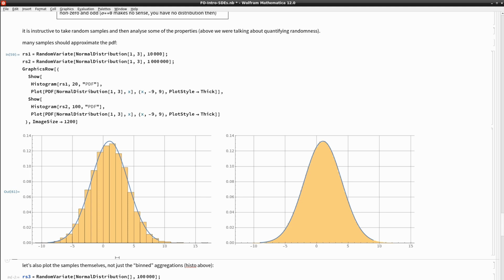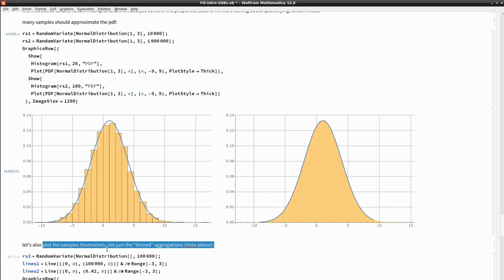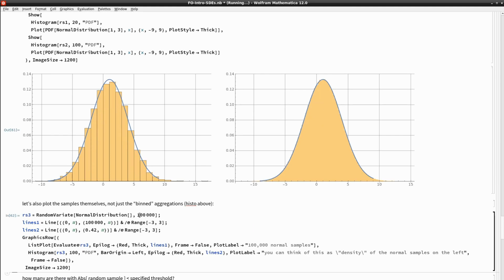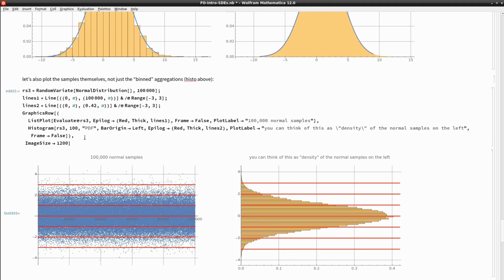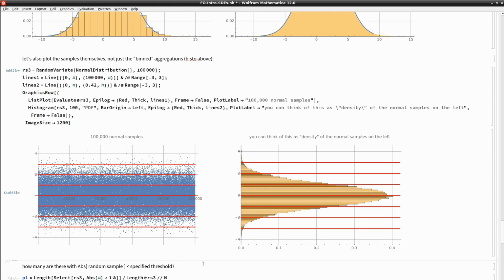Okay, and let's also plot the samples themselves and not just the binned aggregations in these histos. So let's again use 100,000 random numbers, normally distributed random numbers, and we can see that if we plot them on the x-axis, they are pretty close, pretty dense along the x-axis itself, and then to the upside and downside they peter out. The density decreases as you go up or down, or usually this would be displayed left or right, but I think here it's better to understand if I display it in a horizontal manner.